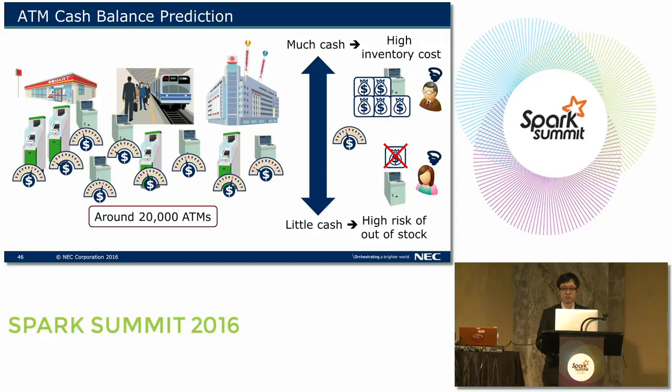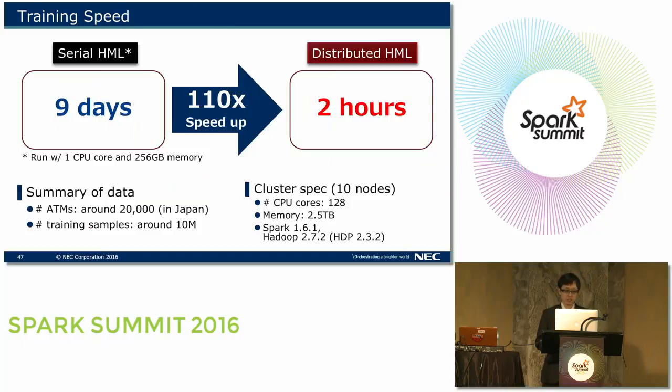In this evaluation, we compare the distributed HML and the original, or serial, HML from two points. The first one is training speed, and the second one is prediction error. For training speed, serial HML took 9 days to complete its execution with around 10 million training samples. On the other hand, distributed HML completed it in only 2 hours with 128 CPU cores. This means distributed HML achieved 110 times speedup compared to the serial HML.